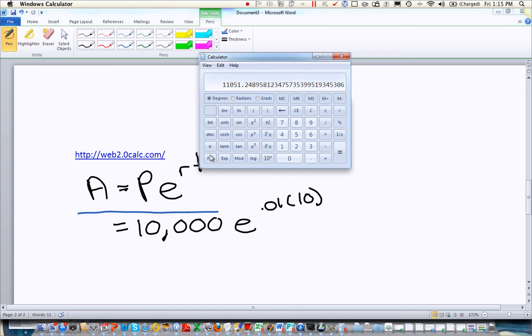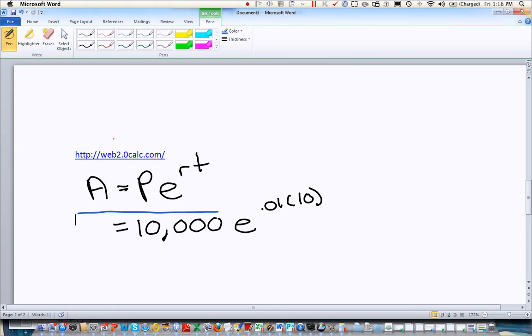And so what we're going to do is use a free web calculator. I don't want you guys to have to go out and spend 10 or 15 bucks on a calculator for 2 or 3 problems. There's several of them out there. If you Google scientific calculator, you're going to come up with all kinds of things. I'm going to use this calculator right here, web2.ocalc.com. I will include that link in the email I send you.